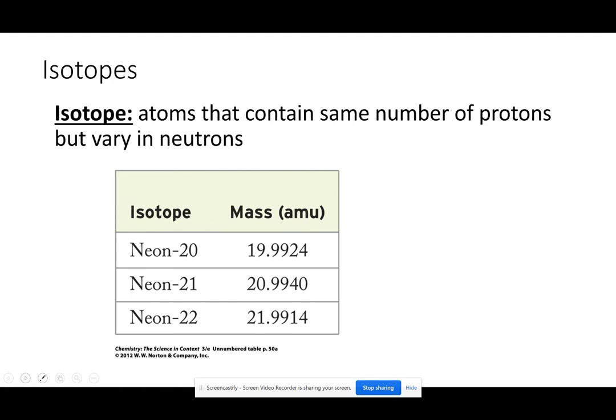Now let's think back to what we know about subatomic particles. Neutrons, do they have a charge?